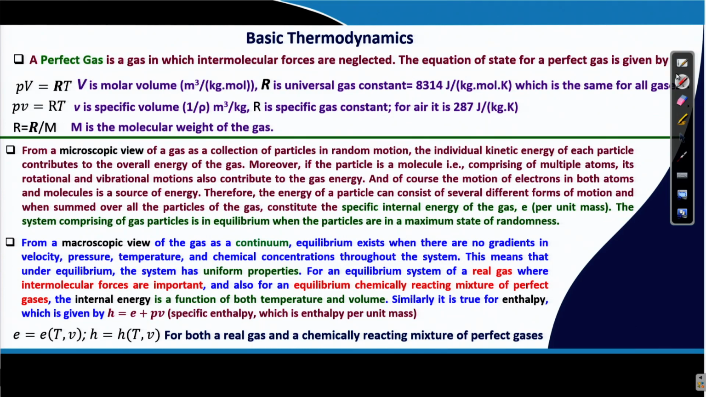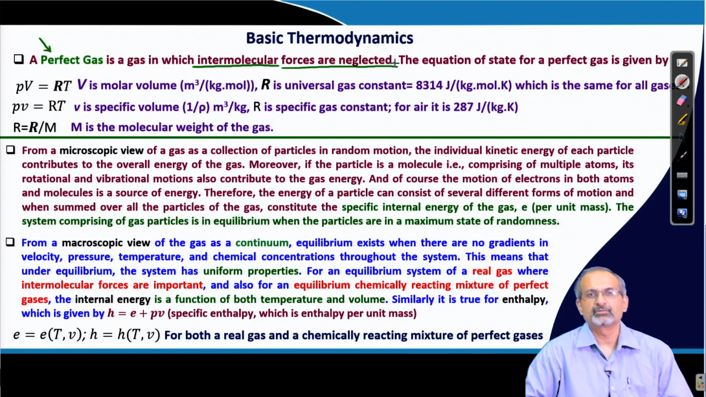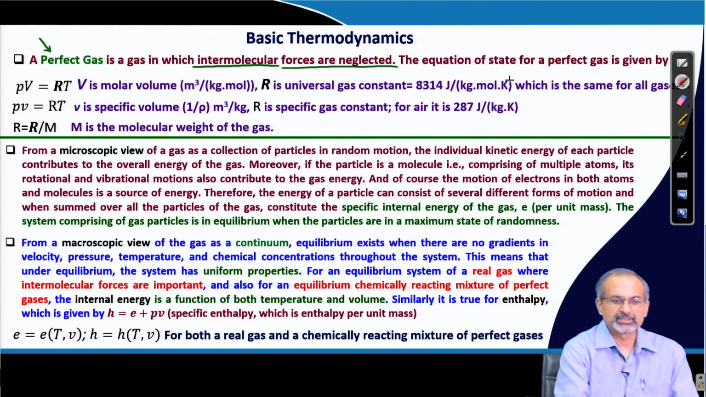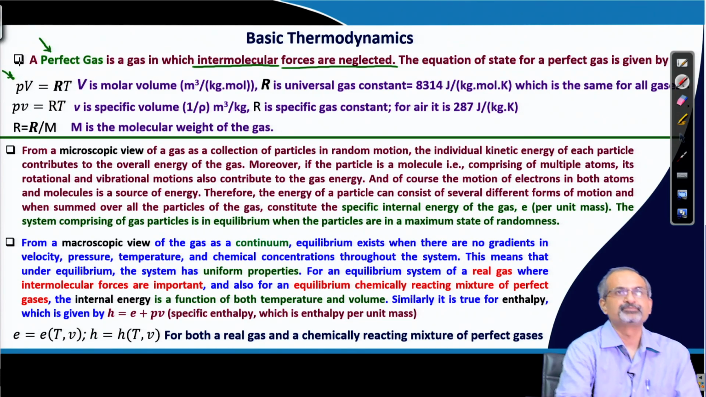Let us first look at a perfect gas, and we may recall having discussed that it is a gas in which intermolecular forces are neglected. So, though the molecules are tightly packed in the gas, they are still far enough apart, so that the intermolecular forces are not going to play a major role. So, the equation of state for a perfect gas in such a situation can be given in different forms. We have stated two forms over here.